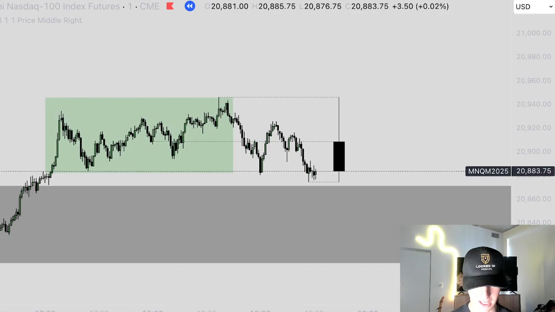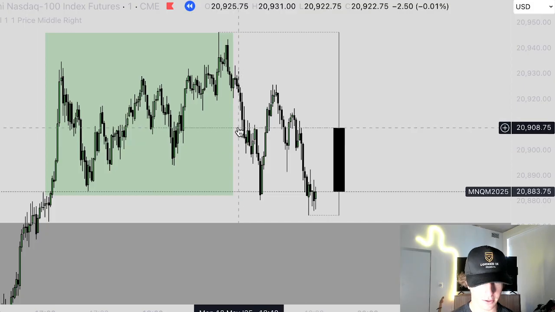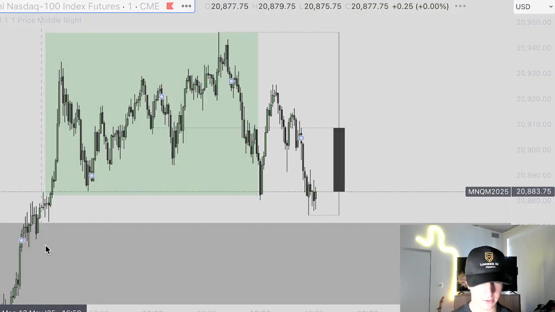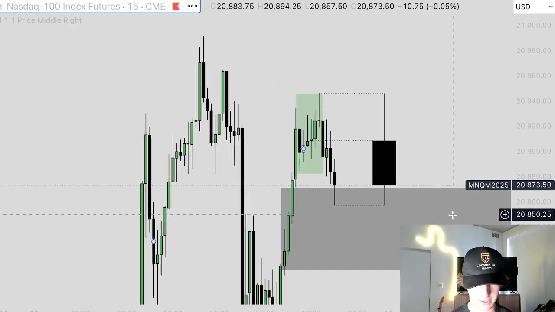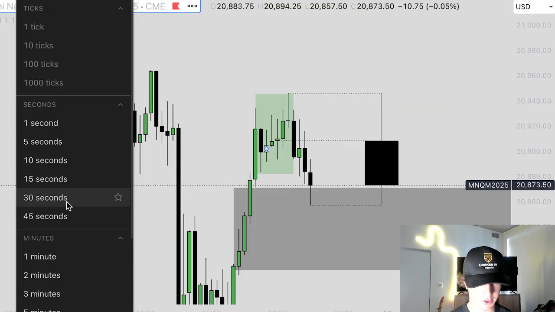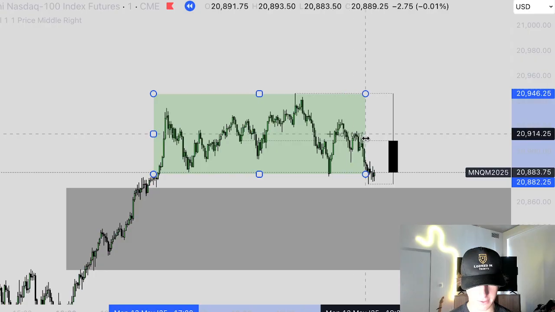Now, as we can see, a lot of people would have gotten faked out by this leg right here. But again, you did sweep out a low, yes, but did we grab any internal liquidity? No, we didn't even hit that 15-minute gap or the hourly gap. So we're usually going to wait for that gap to hit. So a lot of people probably got faked out there.